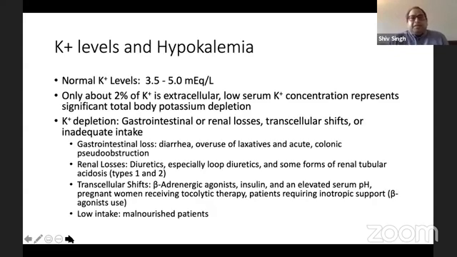Renal losses, the commonest cause is use of diuretics, especially the loop diuretics. It can also be seen in some forms of renal tubular acidosis, like type 1 and type 2 renal tubular acidosis.